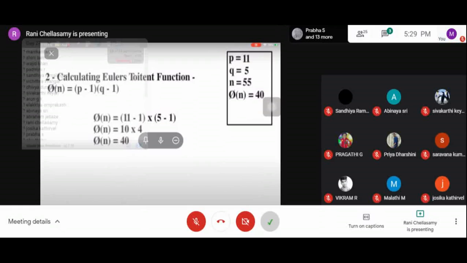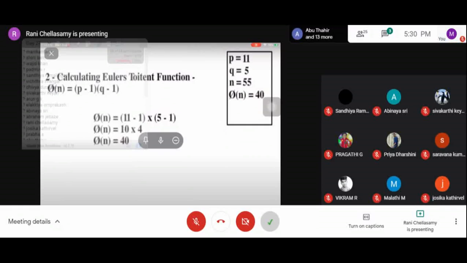In other words, Euler's totient function is used for counting the number of integers between 1 and n which are co-prime to n. Two numbers are co-prime if their greatest common divisor equals 1, and 1 is co-prime to any number. Okay, fine.